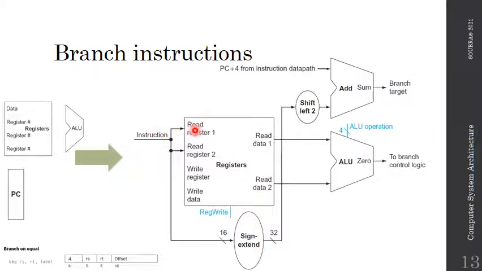Right, so I'm reading the two registers that I want to compare, and then I have again an offset here, which means that this is the target that I'll jump to. Because it's 16 bits, I need to go through the sign extend. It's the same thing as before, to stay compatible in a way.